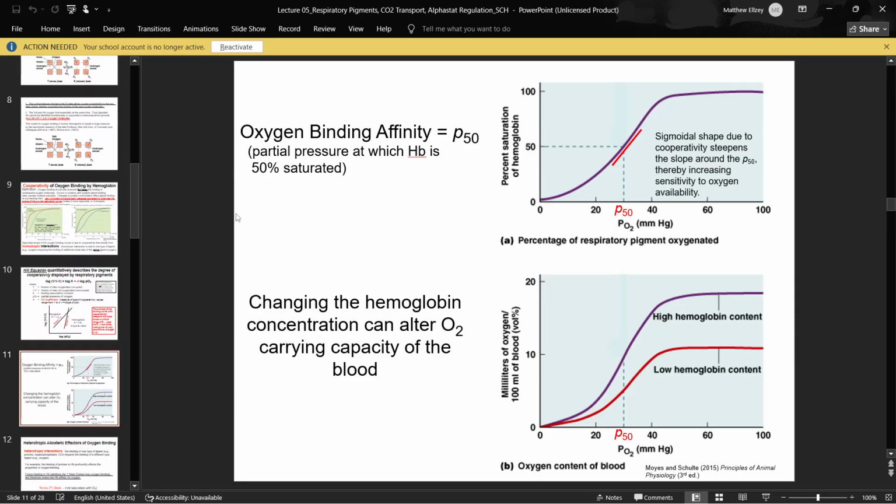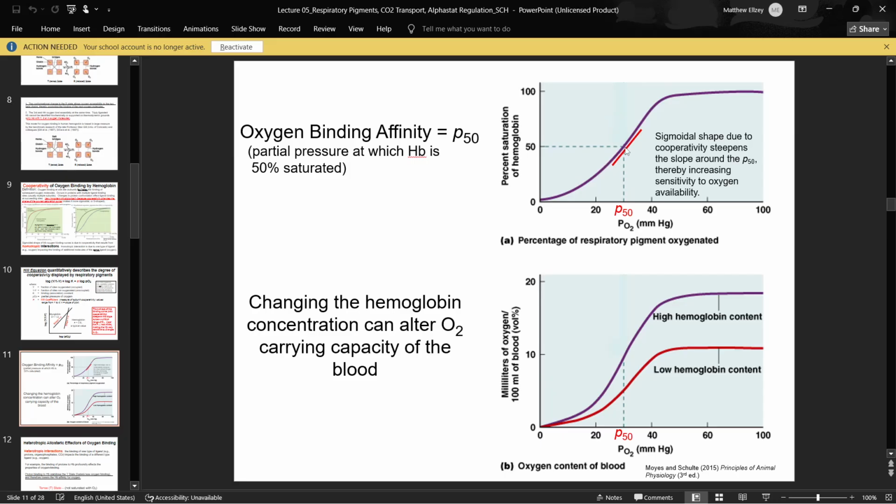So another good slide, good picture to note: oxygen binding affinity. P50 is the partial pressure at which hemoglobin is 50% saturated, as we can see here. The sigmoidal shape is due to cooperative steepening of the slope around the P50. Right here we have maybe 2 oxygens, 2 of the 4 oxygens, 50% oxygen saturation, or 2 of the 4 binding sites bound.